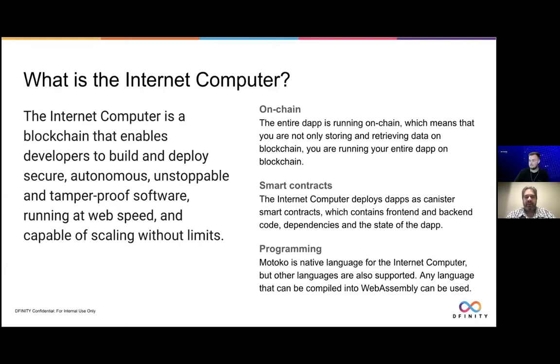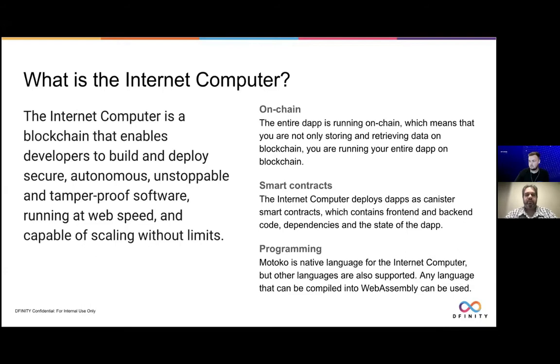But there are a couple of things that I want to highlight from the Internet Computer and what it does. One of the things about the Internet Computer is we can run everything on chain. That means you can run your front end, your back end, everything can run on chain. So you're not just storing or retrieving data or running simple operations on blockchain and then the rest somewhere else. You can run everything on chain here.